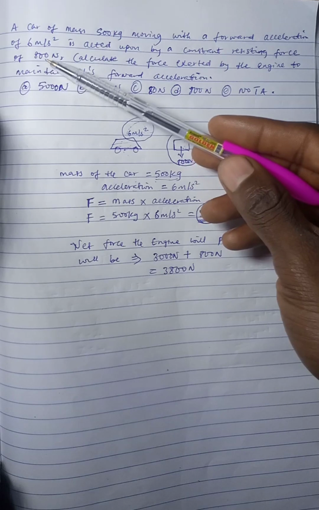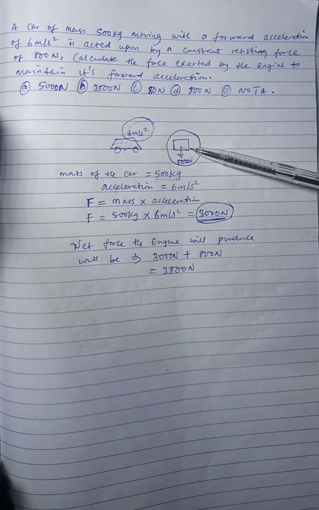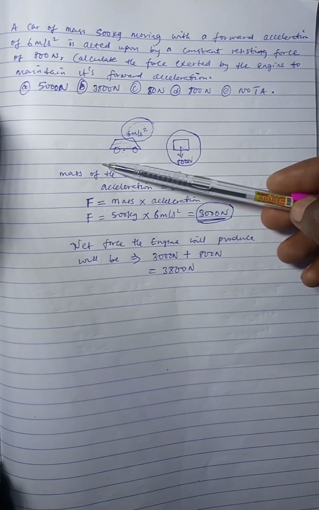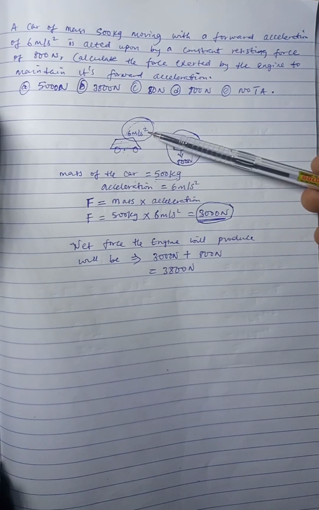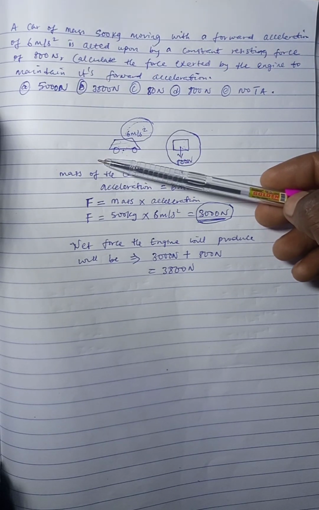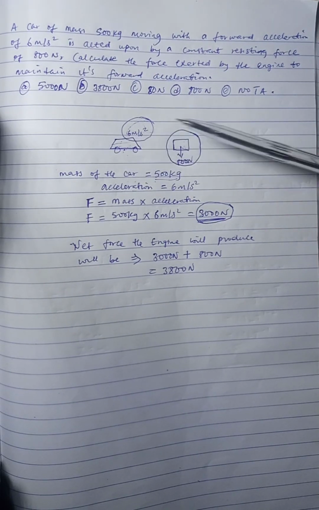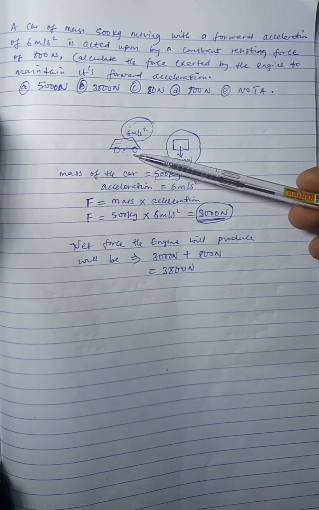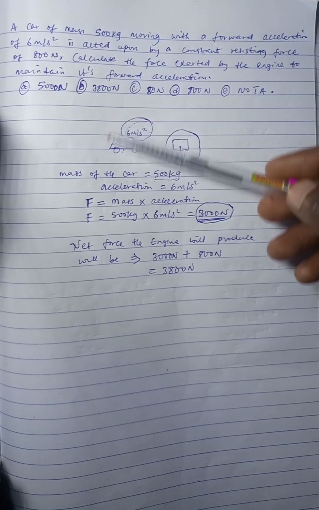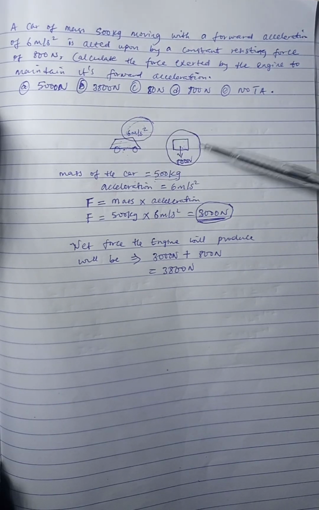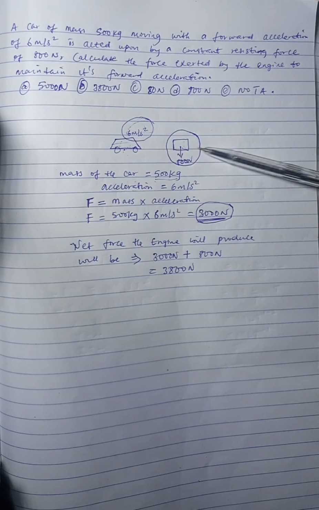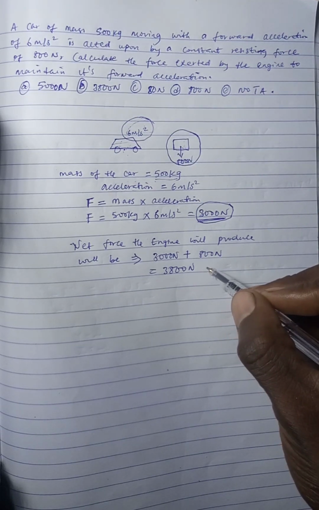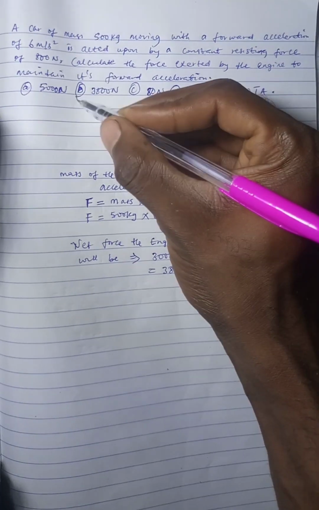Now, since it will hit an object, we know that if a car should hit an object, the speed will reduce. When the speed reduces, it means that acceleration has also reduced. But we want this car to hit this thing and keep maintaining the same speed. It means that the force the engine will produce will be the force it produced to move this car at this rate plus the force of the material. So when it hits this, it will look as if it never hit anything. It will keep maintaining the speed. So our answer is 3,800 Newton, which is option B.